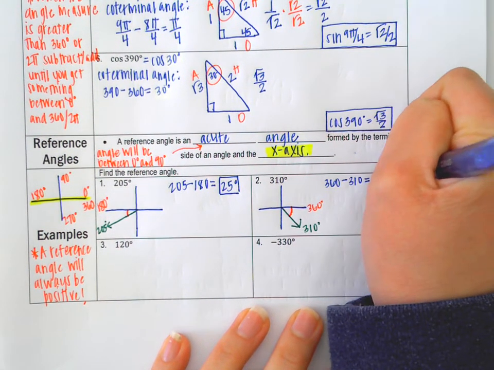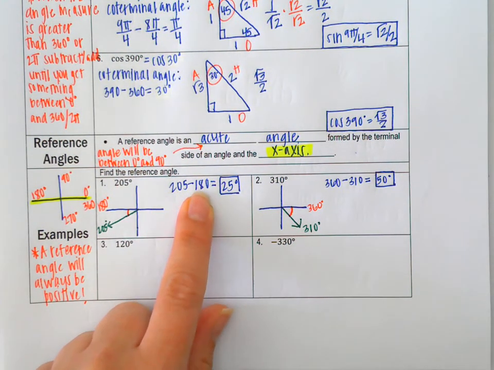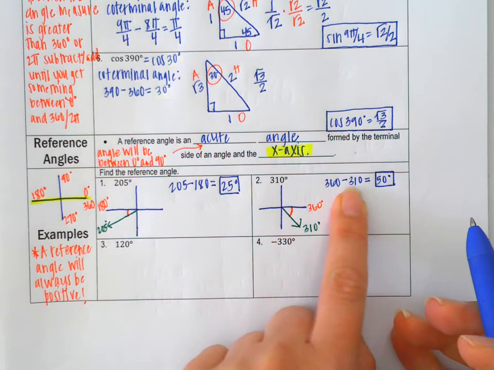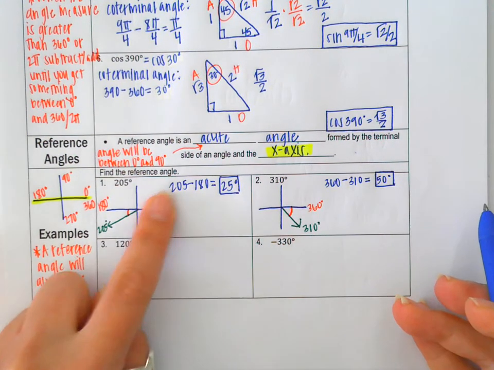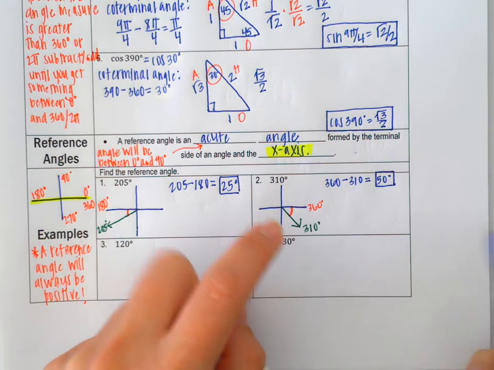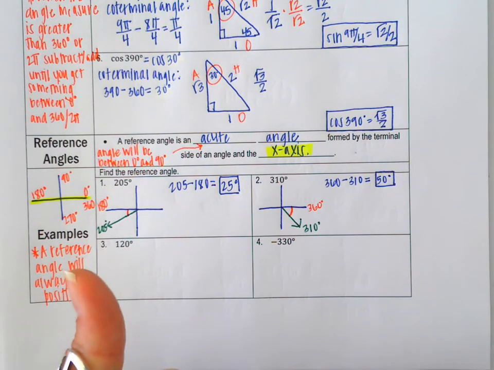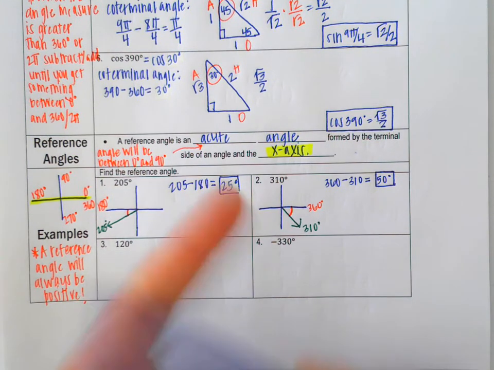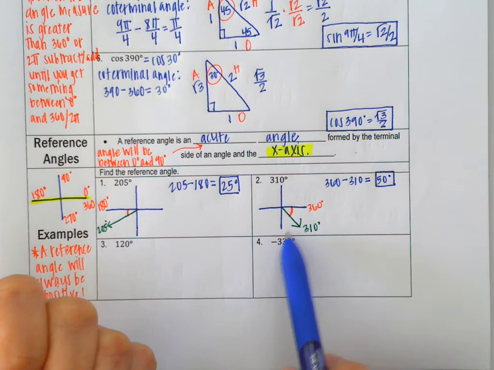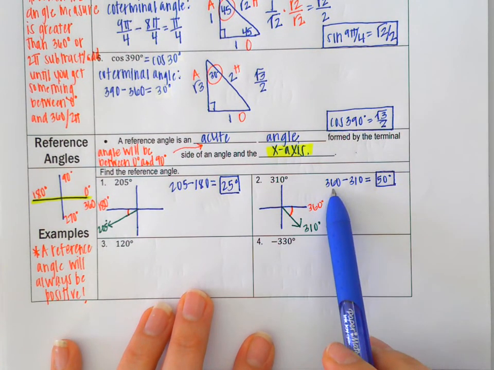Now you may be thinking, how do I know when to subtract from the 205 or start with the 360 or whatever. You just have to know okay, for one, you're always going to the closest x-axis, and two, it should always be positive. So whenever you're going from 360, you're always basically going to be subtracting from 360.